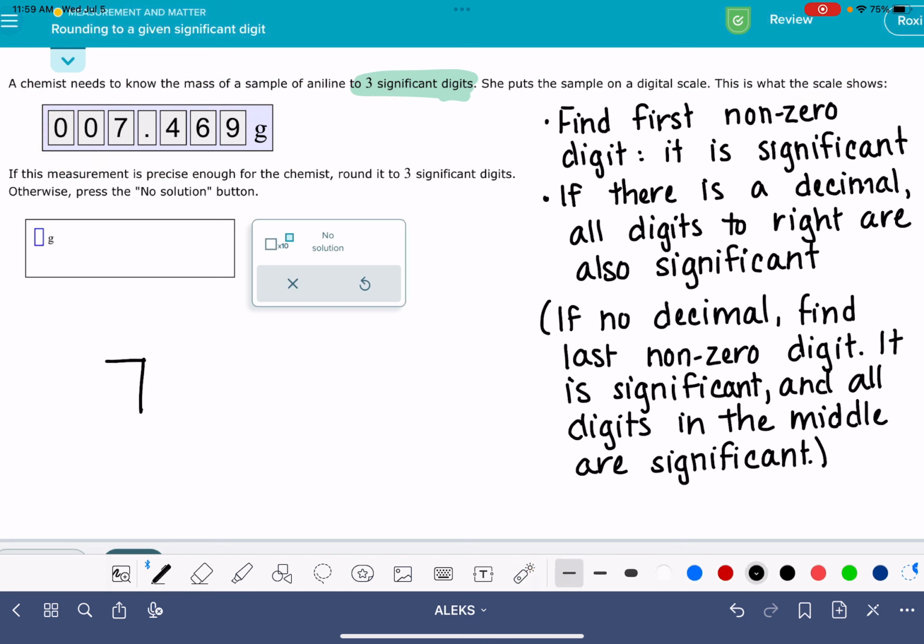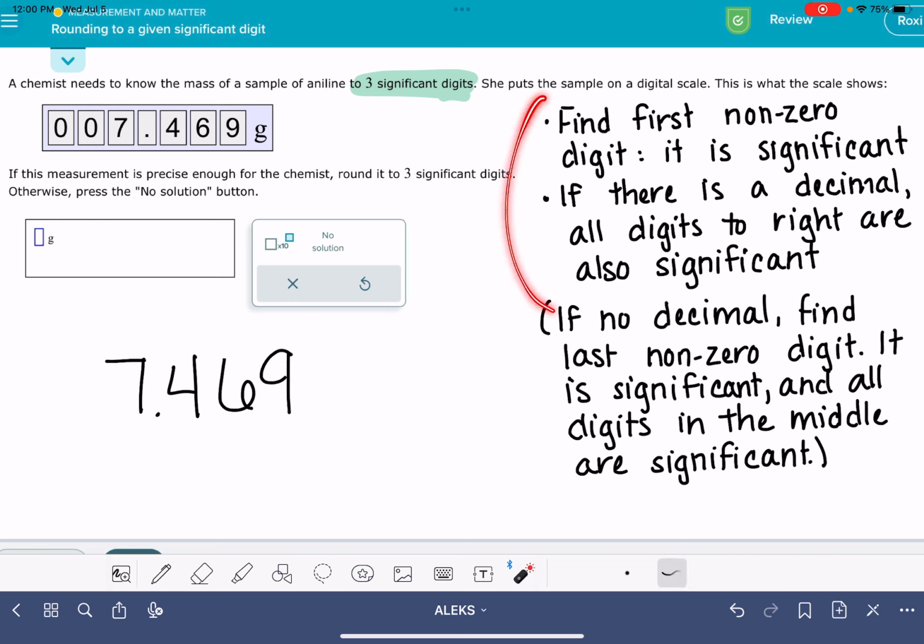I'm going to start by rewriting my number down here, 7.469. To solve this problem, it's going to be really helpful for you to familiarize yourself with the rules for identifying significant figures if you're not already familiar with them. So I've got the rules for significant figures over here on the right hand side. To find our significant figures, the first thing we're going to do is look for the first non-zero digit. In my number, the first non-zero digit is the 7. The first digit meaning, as you read the number from the left side to the right side, the first number that you come to that's not a 0.